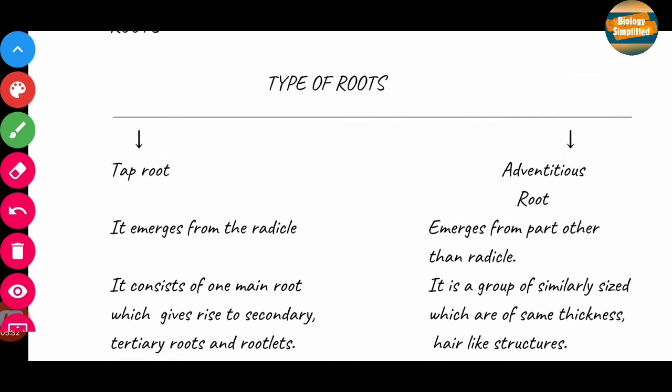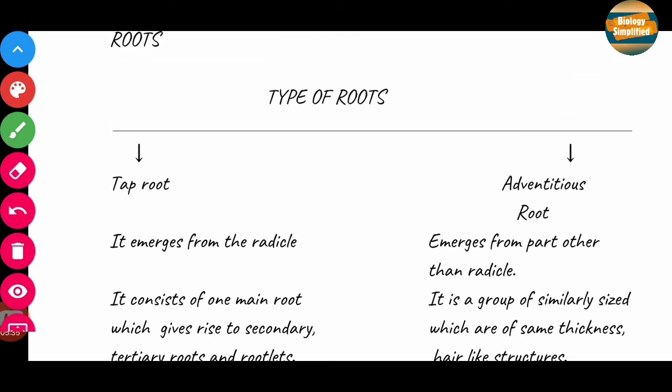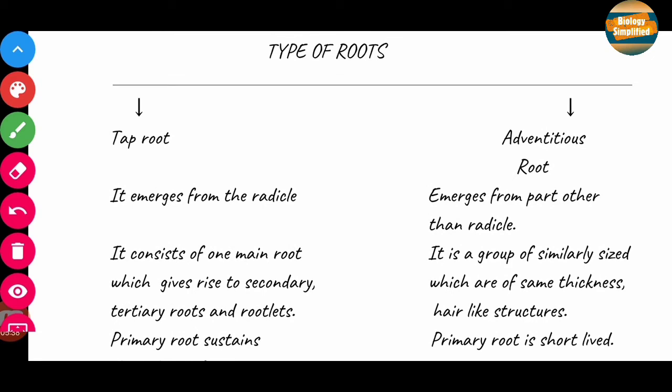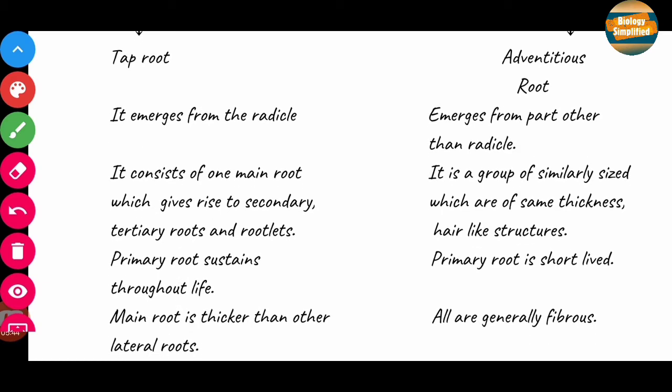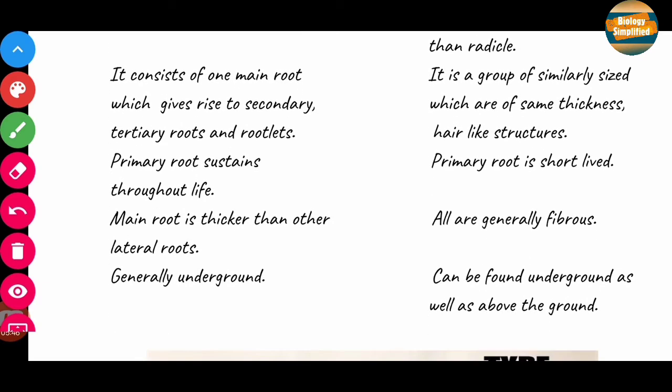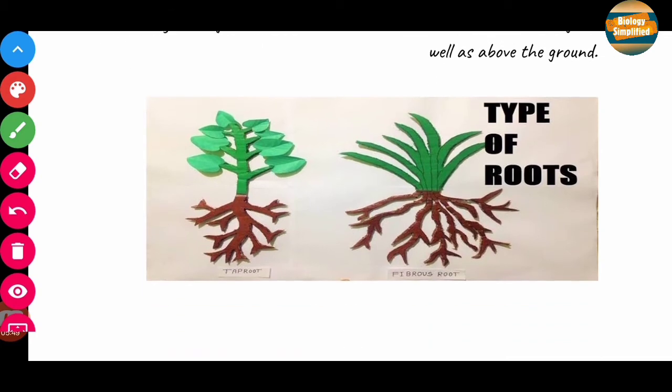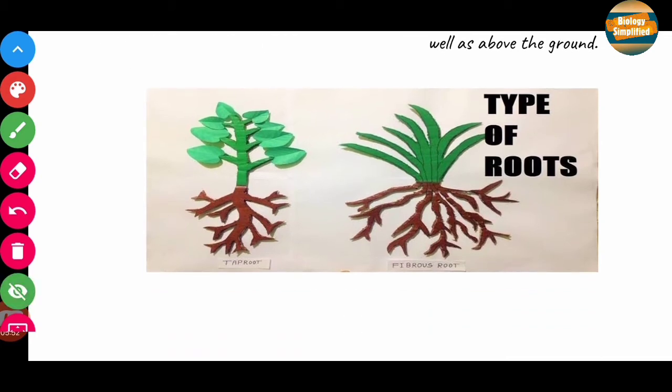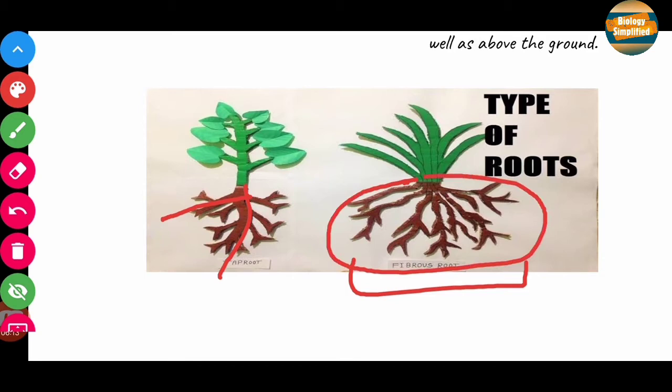So these were the points of the two types of roots that we have seen. These two types of roots are very different from each other. We can see all the points are opposite to each other. All their structures are very different. Here we can see the diagram clearly showing how they are different. The taproot has a single main root, that is the primary root, and from this primary root the lateral roots arise. But in fibrous or adventitious root there is no primary root, there is just a bunch of fibrous roots of the same thickness.